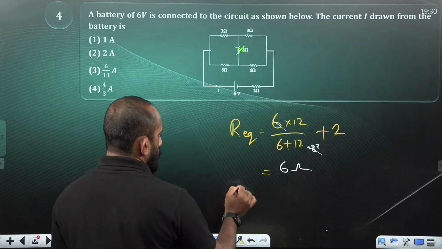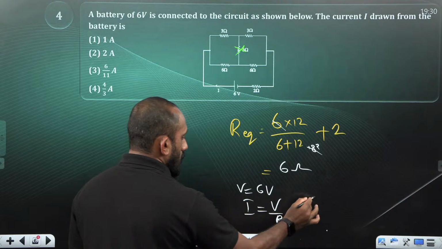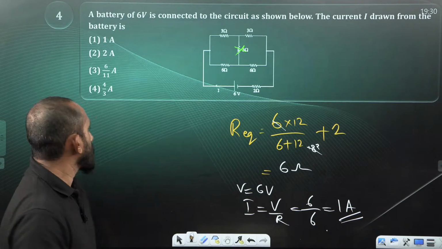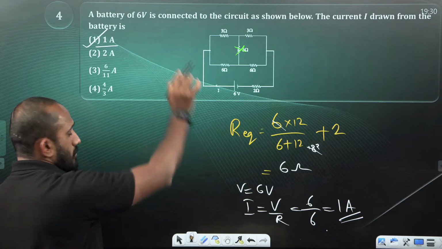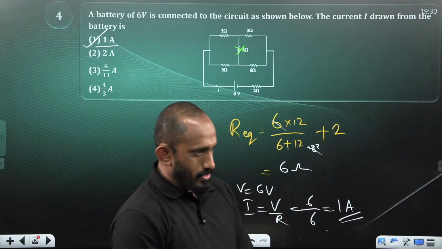Then voltage V is equal to 6 volt. So current I is equal to V by R, that is 6 by 6, that is 1 ampere. First option is the correct answer. 1 ampere is the correct answer. Yes, correct. All of you got it.